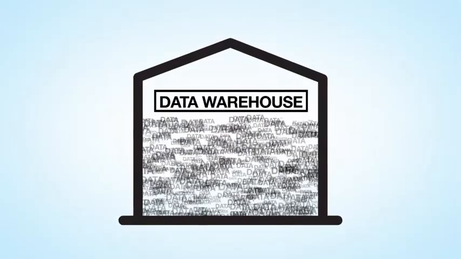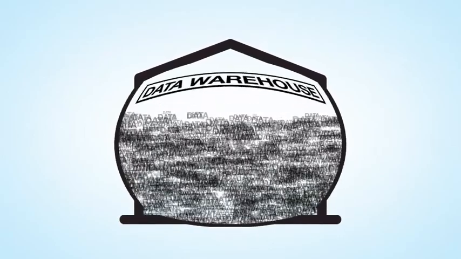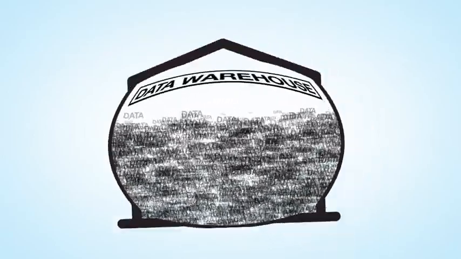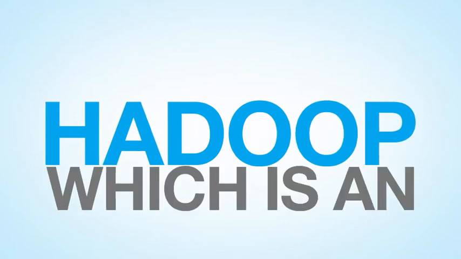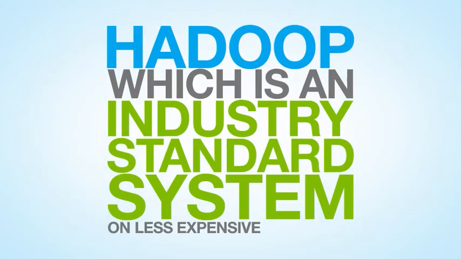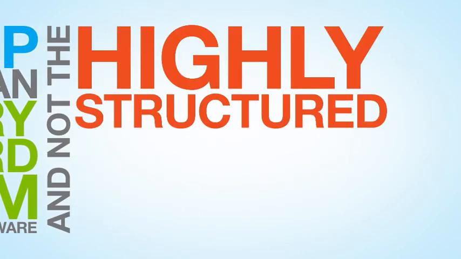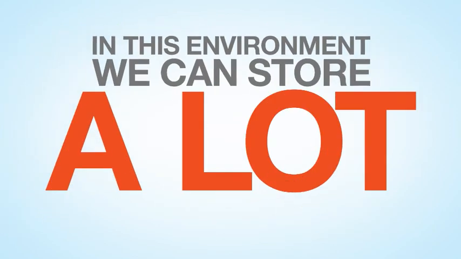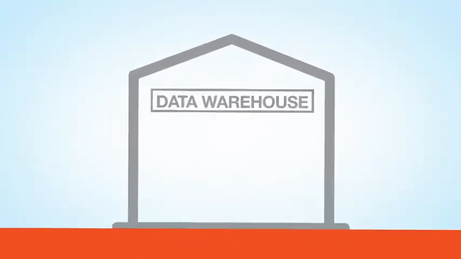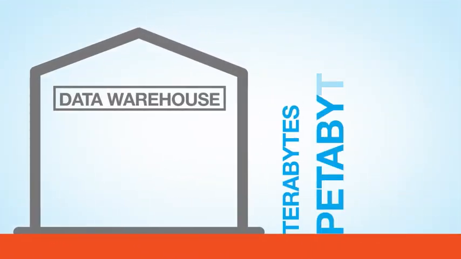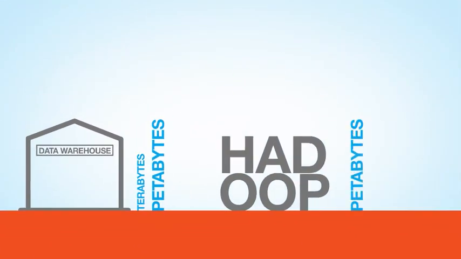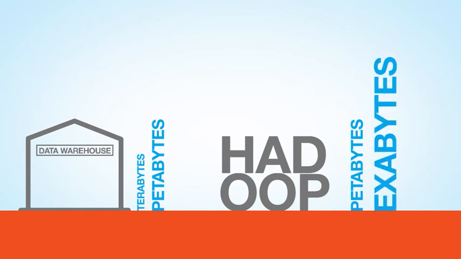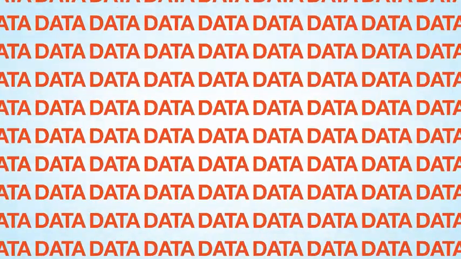Since it's not feasible to add more and more data to an expensive data warehouse environment, we now have Hadoop, which is an industry standard system on less expensive hardware and not the highly structured world of data warehouses. In this environment, we can store a lot of data cheaply. Data warehouses store in terabytes up to petabytes. Hadoop is in petabytes and quickly moving to exabytes and beyond. That means we can store even more data more easily.